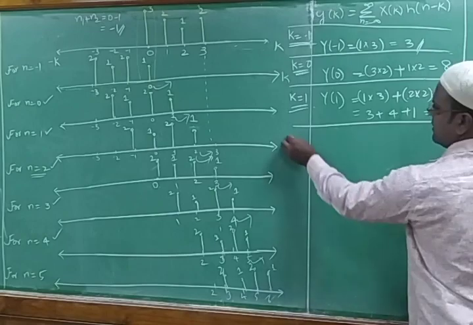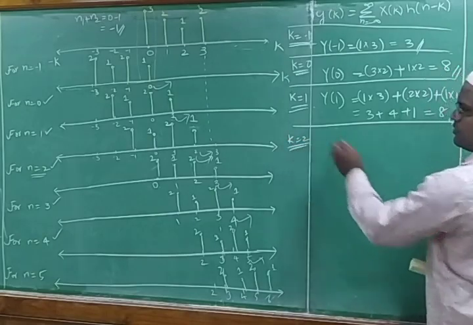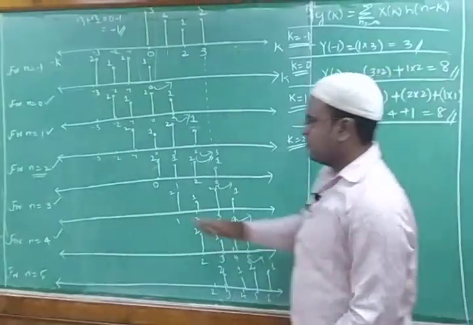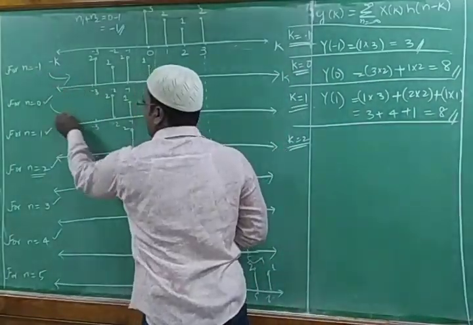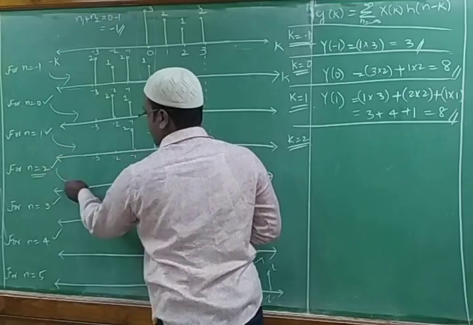What is the next case? k equals 2. So for the next case we are taking k equals 2, which means we should look into the graph of n equals 2, because n equals minus 1 and n equals 0 are over, n equals 1 is over, now n equals 2.